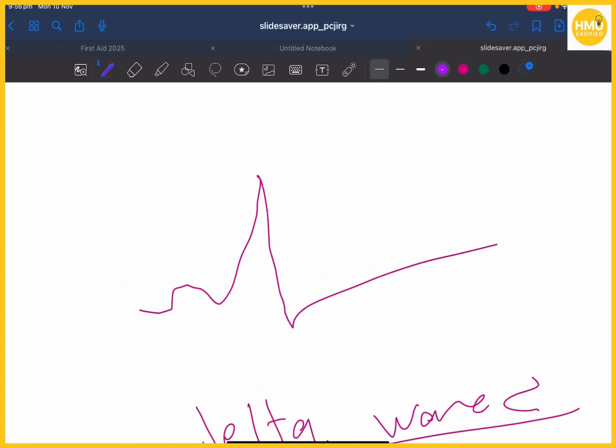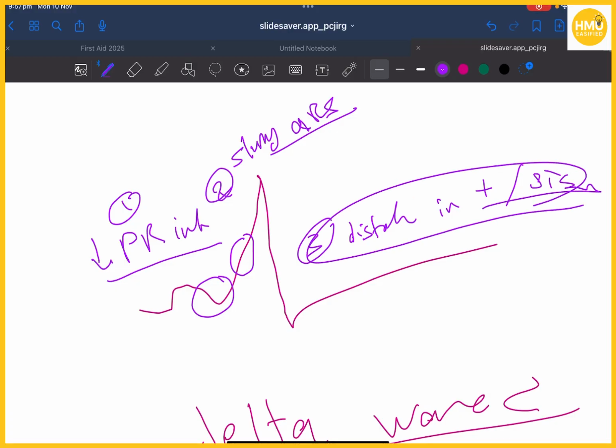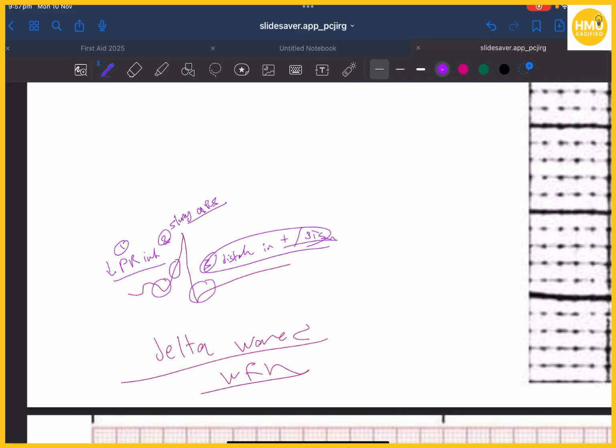There are three findings here. First, the PR interval is short. Secondly, you can see this is something called a slurred QRS, for example a slurred Q wave or R wave. And third is distortion in the ST segment. There is distortion here. It has a lot of shapes, but this type of triad you'll see in a delta wave, and this patient definitely has Wolff-Parkinson.